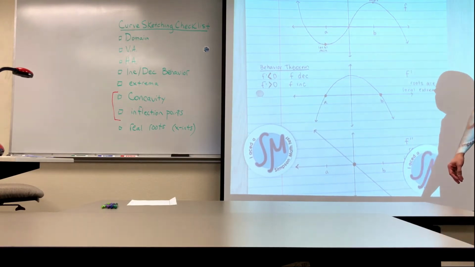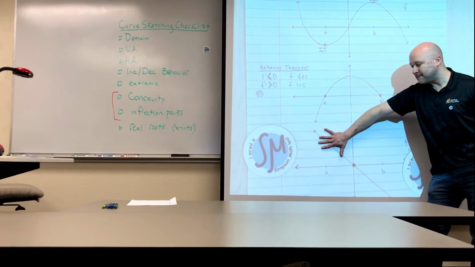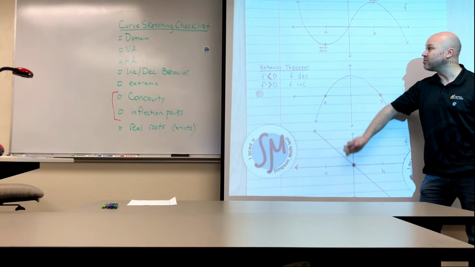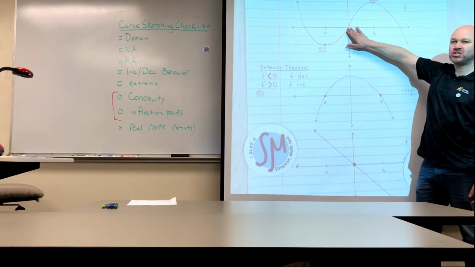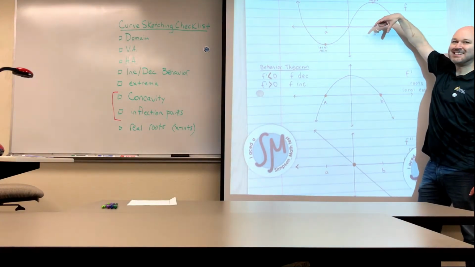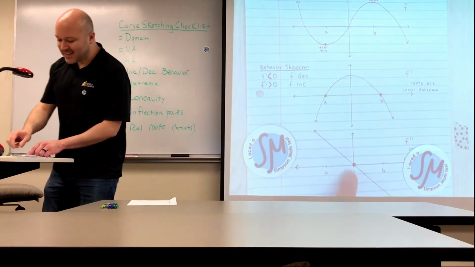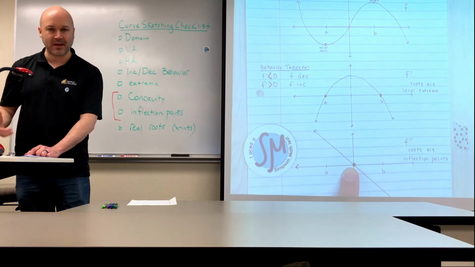Any thoughts? It seems that at 0, when I went from positive to negative on my second derivative, at 0 on my original graph, that's where the concavity changed. I went from being concave up to concave down. So the roots of a second derivative are inflection points, or they can be inflection points.